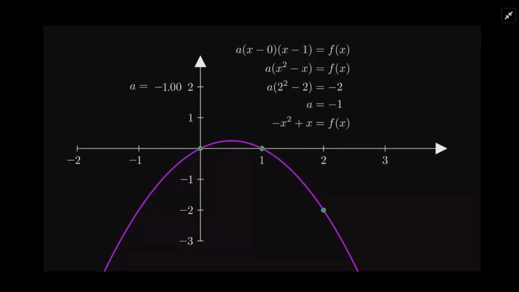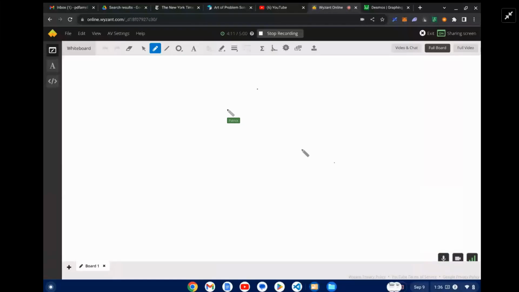I recommend for these problems going to Desmos, and you can play around with the a as a slider and see how that affects the shape of the parabola. Okay, hope that was helpful.